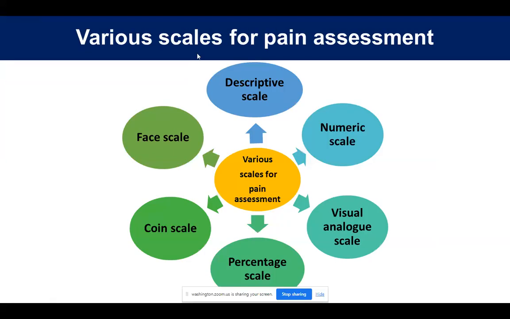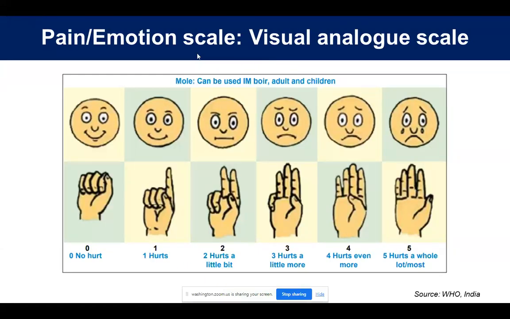There are various scales for pain assessment, like the descriptive scale, numeric scale, visual analog scale, percentage scale, coin scale, face scale. Next is the visual analog scale. This is like the face scale. On the left is the smiley face, and towards the right side is a crying face. If a patient doesn't understand how to describe his pain, you can show the smiley face as the zero scale. You are not hurt. And the most worrisome face is the last one, whether it's unbearable pain.